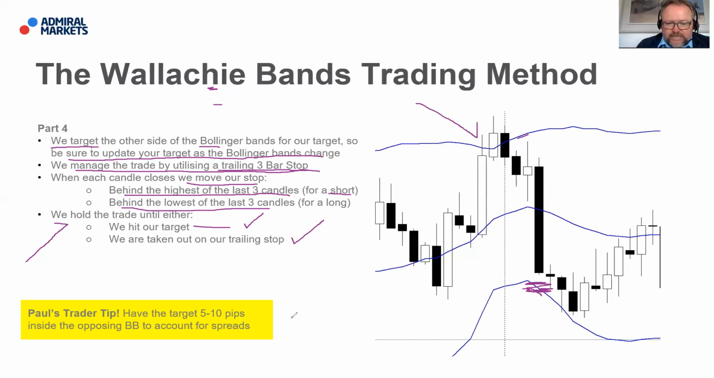And here's just a little tip: for your target, make sure you update it every day, but also have the target 5 to 10 pips inside the opposing Bollinger Band. That will help take account of any spreads or movement, slippage, etc. So you'll just use the MetaTrader platform, work out what the latest reading is, and then add or subtract 5 to 10 pips to make sure your target is inside. You're not trying to squeeze blood from a stone, because that rarely works.